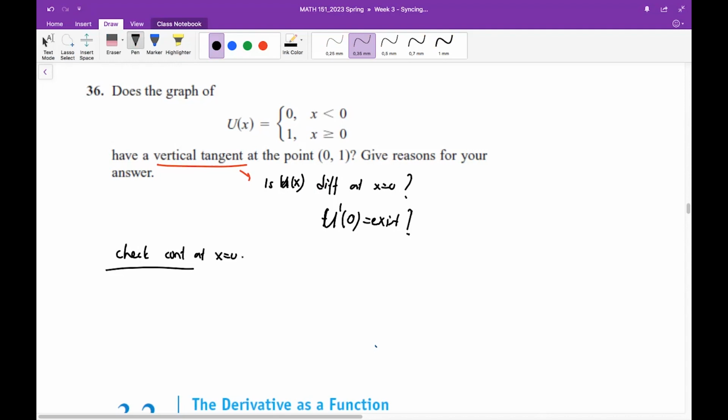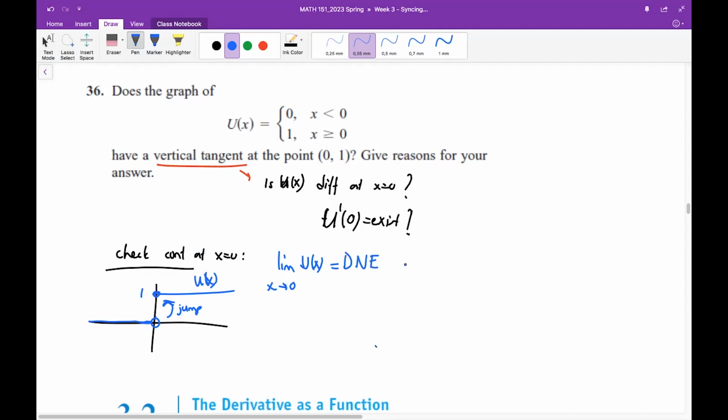at x equals 0. How do you check that? This is a step function type. If x is less than 0, it is defined as 0. If x is greater than or equal to 0, it is given as 1. You see, there is a jump at the origin. What do you think about the limit of this function as x goes to 0? Left-hand and right-hand limits are different. This is the graph of u of x. Since one-sided limits are different, this limit does not exist.